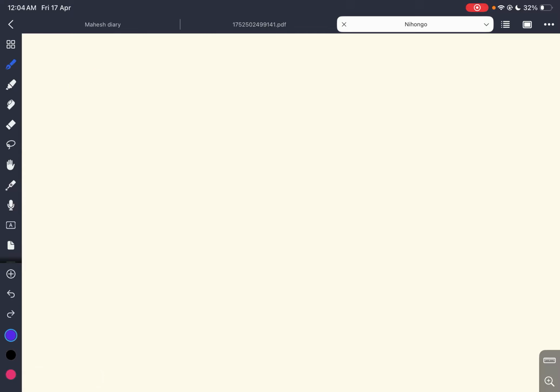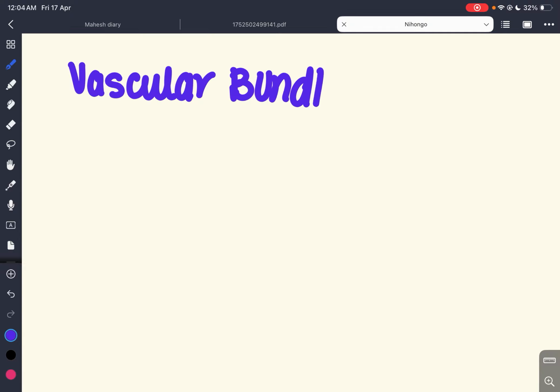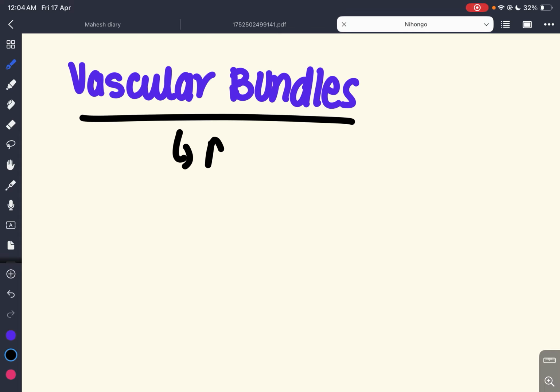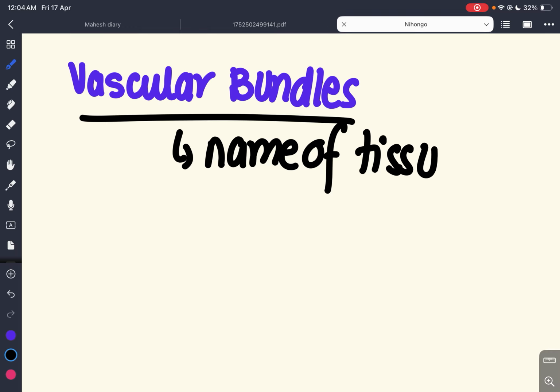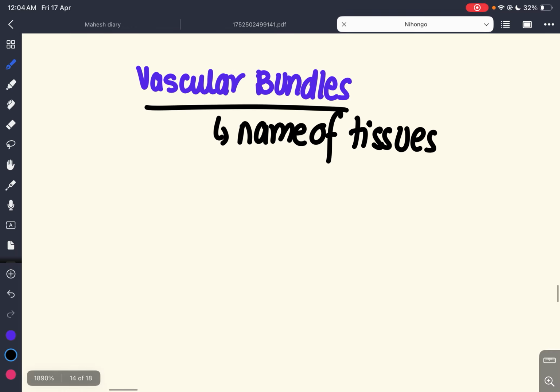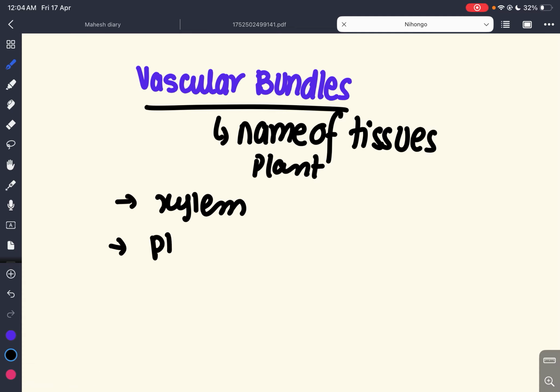Today we are going to study the vascular bundles, which are part of the plant. These vascular bundles are the name of tissues. Which tissues? These are plant tissues. A plant has mainly two types of tissues, which are xylem and phloem. We all know about it.